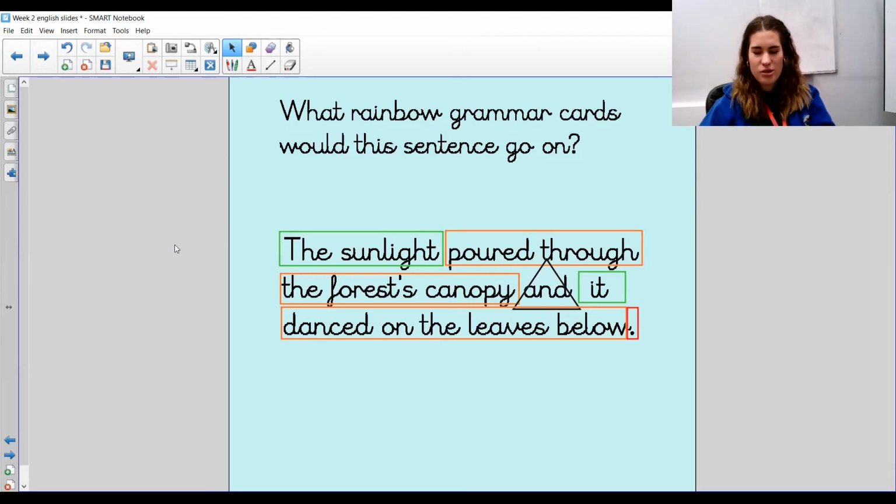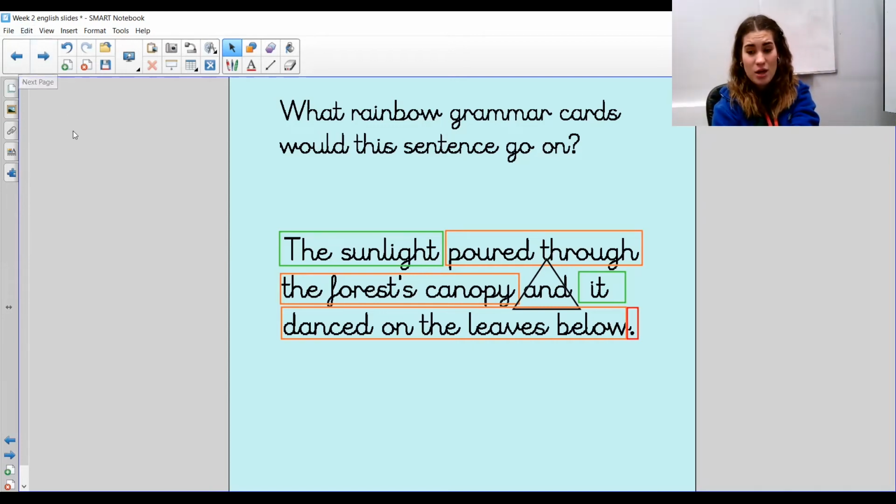I can just check that this is definitely a compound sentence because I'm going to check that both my main clauses make sense on their own. So the sunlight poured through the forest canopy, that makes sense on its own. It danced on the leaves below, makes sense on its own. Okay, so this type of sentence is a compound sentence because it is made up of two main clauses. They are joined together by a coordinating conjunction.